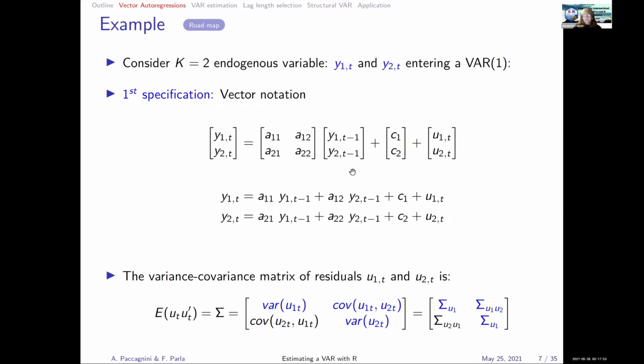Last but not least, in this simple case, we are considering one lag, and we can see here that we have just the first lag. And when we write a model with the acronym VAR, we can make explicit the number of lags in the parentheses.